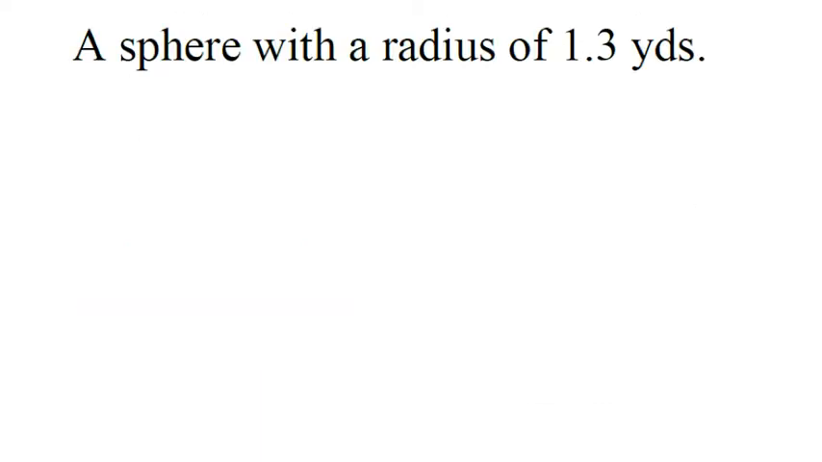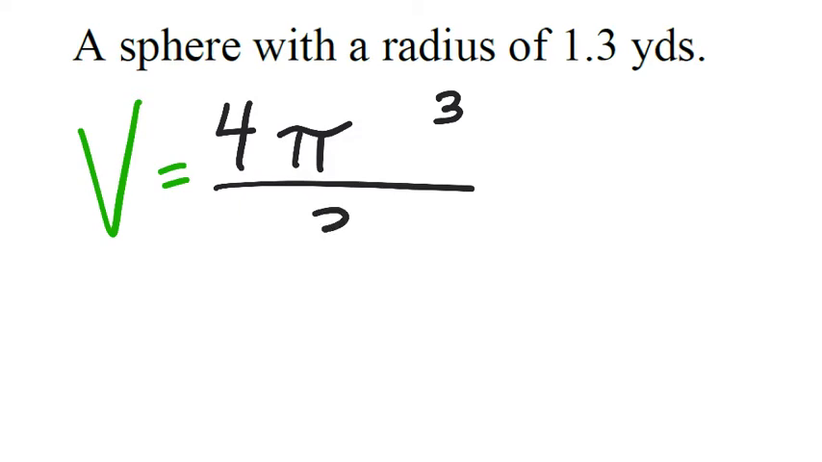So we're going to be finding the volume of this sphere, a sphere with radius 1.3 yards. Remember, they have to give us one of the 2 values, either the radius or the volume. This one, they've given us the radius. So here's the volume formula for a sphere: 4 times pi times radius to the power of 3, all over 3. And what do they give us? The radius here. So I'm going to replace my r, radius, with 1.3.